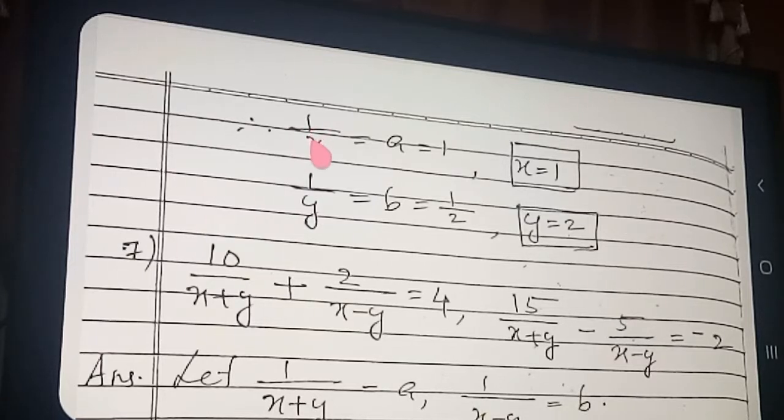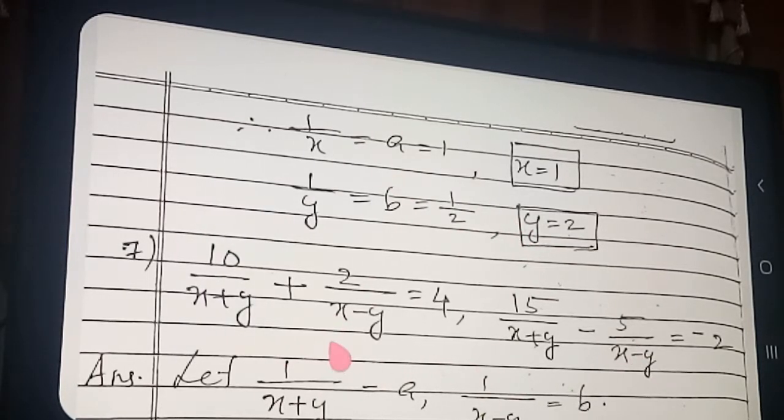So same method. 1 by x you suppose as a, that a is equal to 1 by 1. Reversing what you will get? 1 by x reversing you will get x. The inverse of 1 is 1 only. So the value of x is equal to 1. So 1 by y is equal to b is equal to 1 by 2. So inverse here also inverse. y is equal to 2. Okay students? Clear now? Yes. Now read the next question.